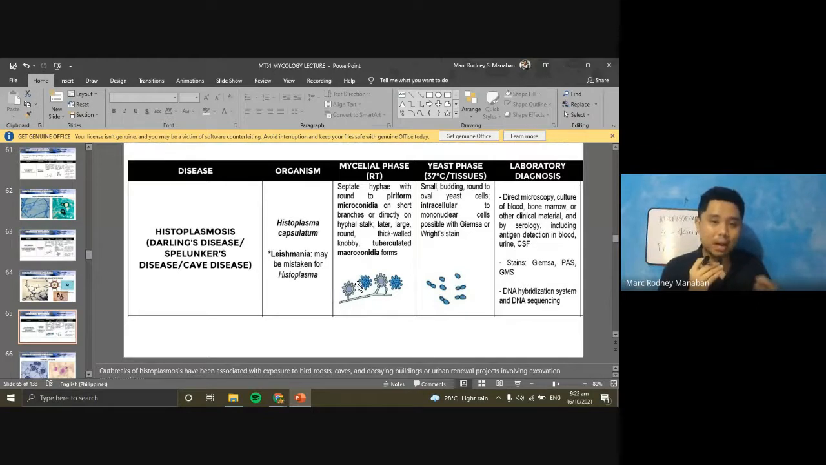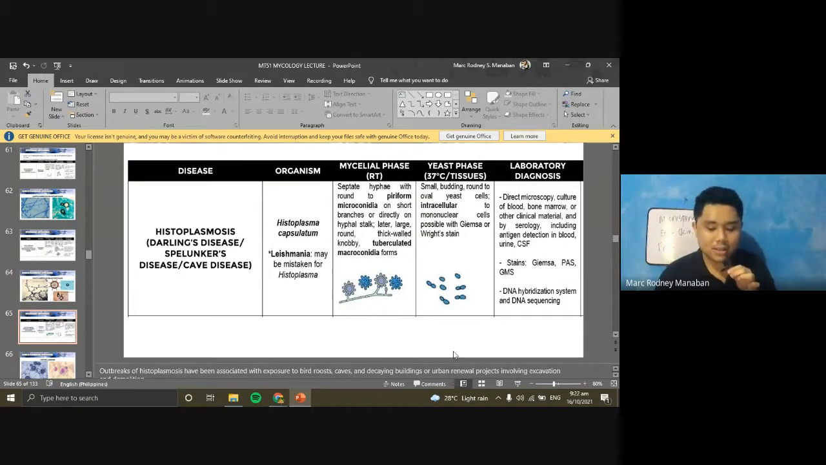Okay? Guano, the droppings of birds and bats. That's why it's also known as spelunker's disease or cave disease. Because again, spelunker means those who like caves. And usually caves are where the bats are. And the soil there, you can expect lots of bat droppings. So therefore, there is a lot of Histoplasma there. That's why it's called spelunker's or cave disease.